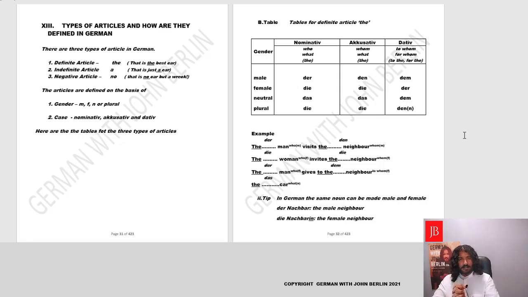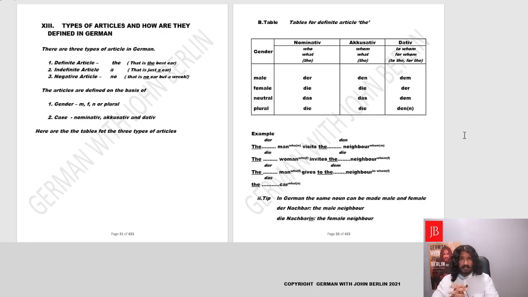Three types of articles we'll be learning today. Definite article, like that is the best car, when something has definition. Indefinite article, like that is just a car, something has no definition. And negative article, like that is no car, just a wreck. So it's like no, when something does not exist. Right, so these are the three articles: definite, indefinite, and negative article.